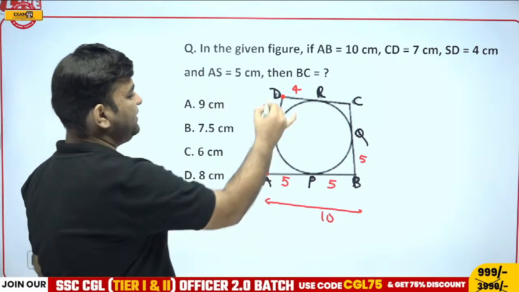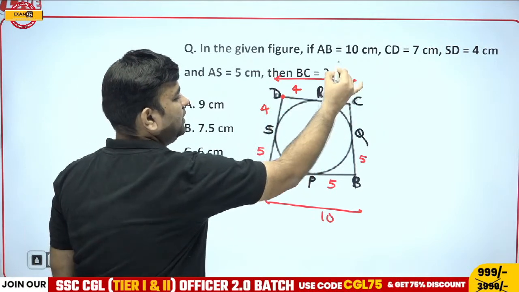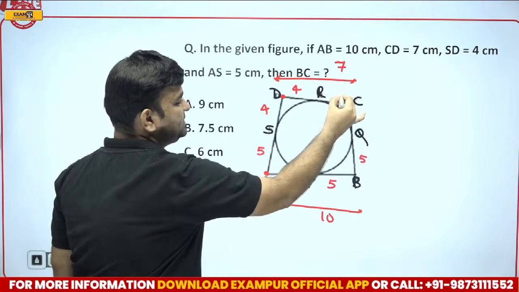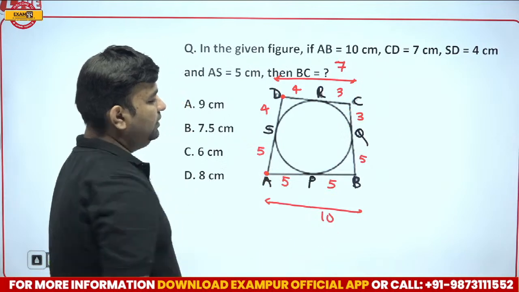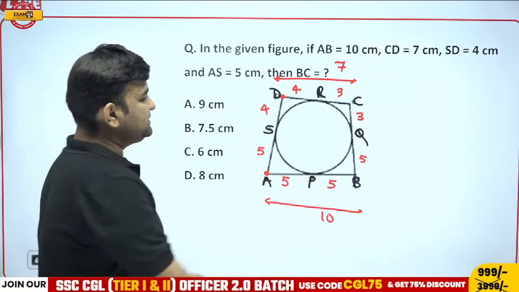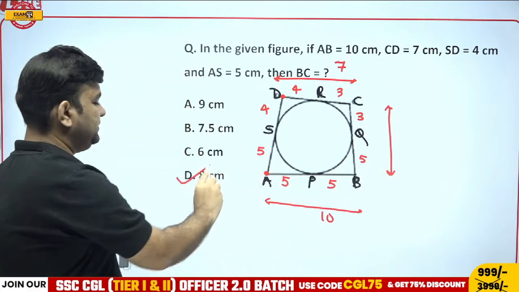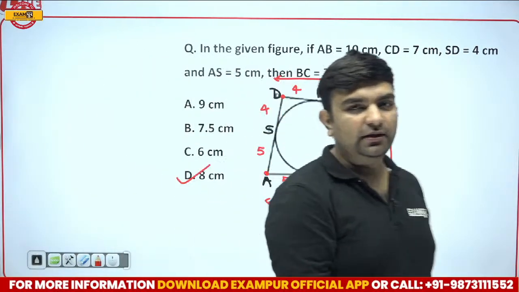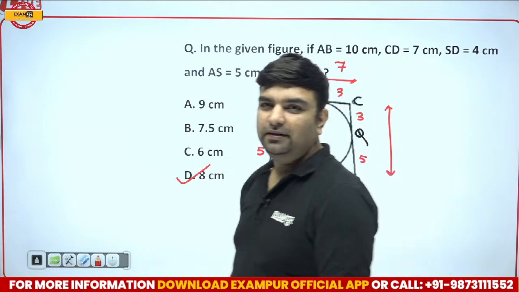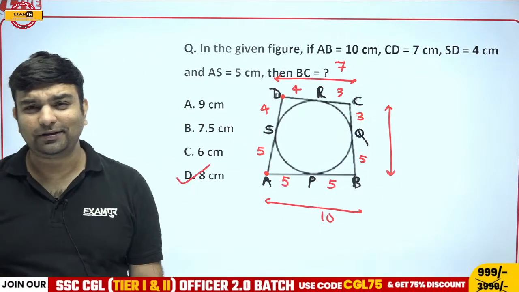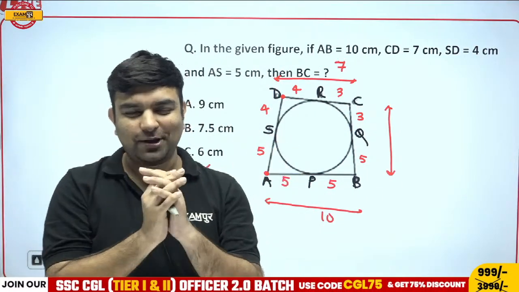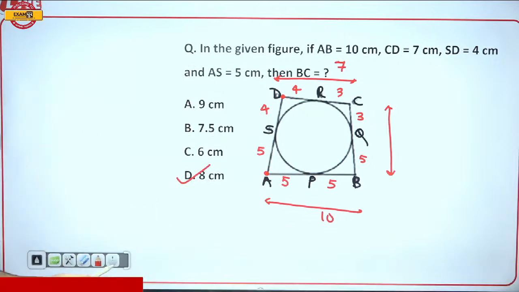CD is given as 7. 4, 7, so this is 3. This is also 3. They are asking the length of BC. 5 plus 3, 8. Absolutely correct. No worries whatsoever. Let's move on.